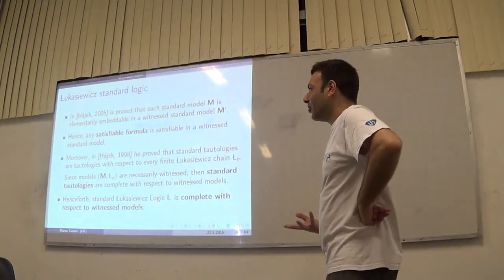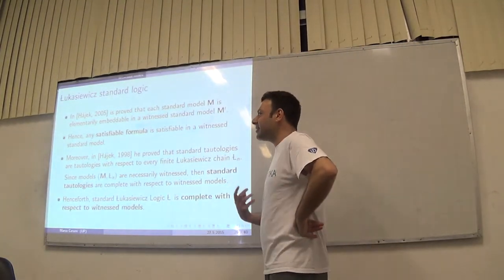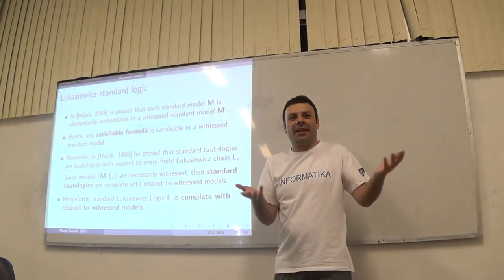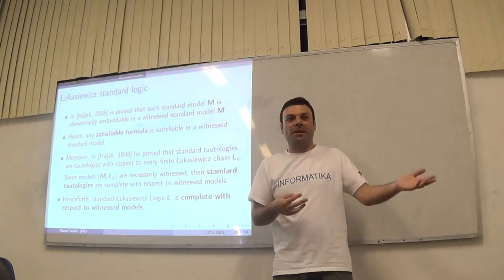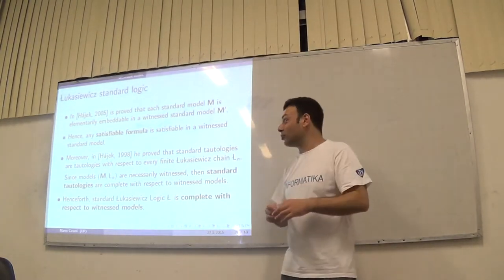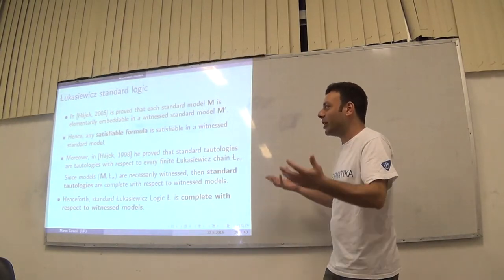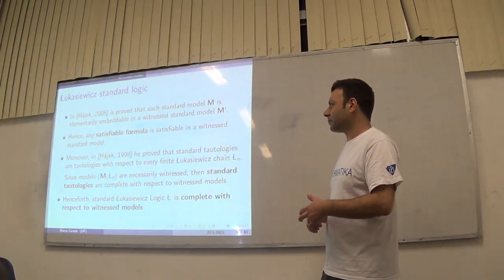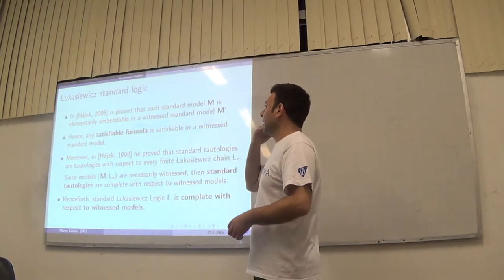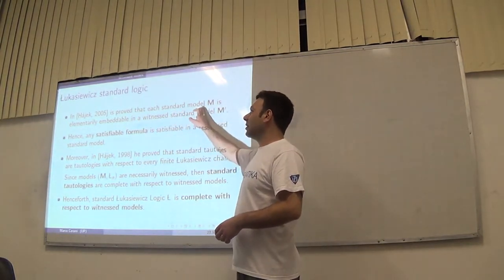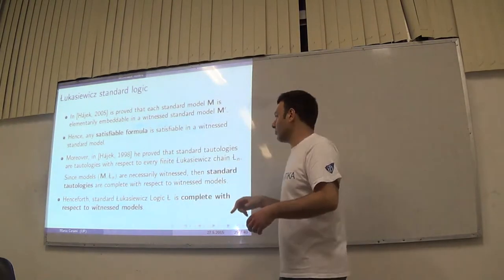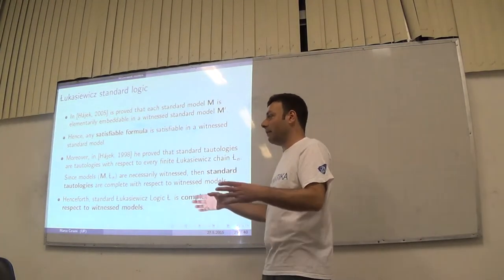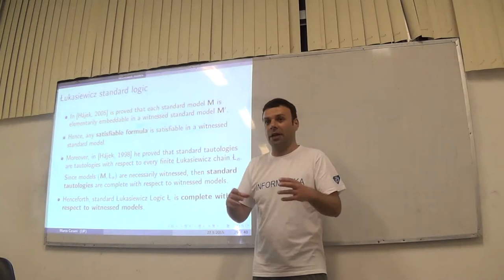The standard logic of Łukasiewicz, clearly, since it has no axiomatic system, we cannot define the axiomatic extension of standard Łukasiewicz logic by means of these axioms. So the treatment should be different. They prove two results in this sense. One is that Hájek proved that each standard model is clearly a model on whatever structure, but this time not on every Łukasiewicz algebra, but just on the standard one.